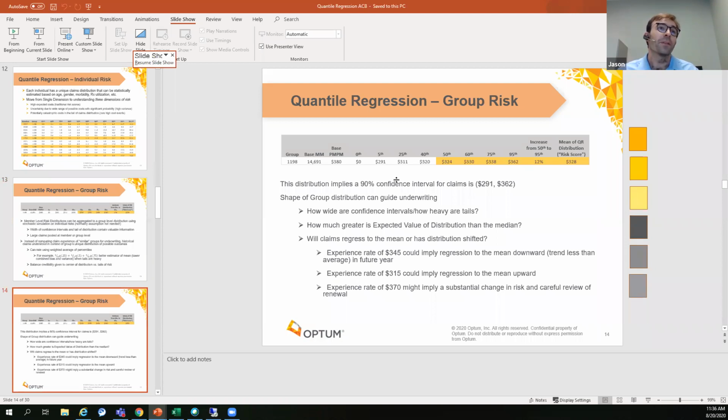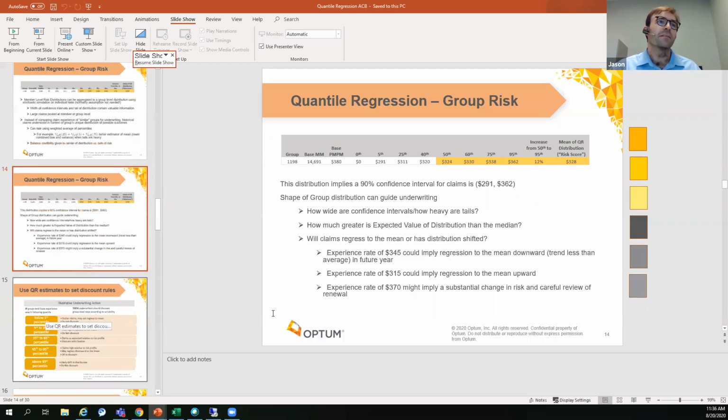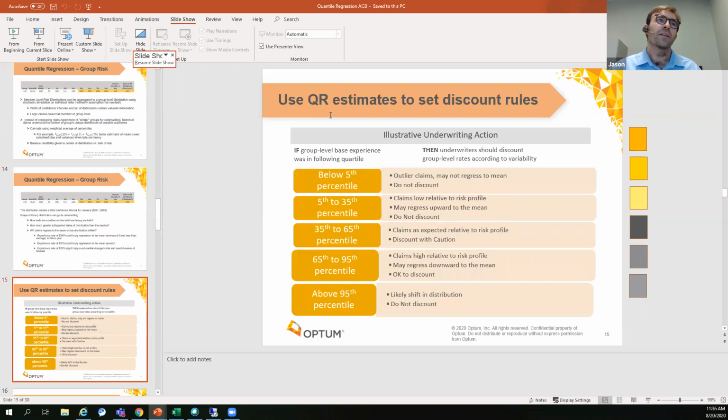So here, for example, in this group, I added in these lower percentiles so that I could show that a 90% confidence interval for claims was 291 up to 362, for the 5th percentile to the 95th percentile, and that shape can help guide your underwriting, as I've discussed before. I won't go through all these numbers, but here I'm saying you can use these quantile regression estimates to set discounting rules, based on where the experience falls.